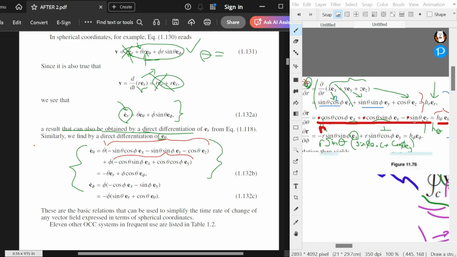Hmm. Where did the z component go? That's what I'm wondering. Oh, the z component is in here. So maybe you can factorize it after the fact. Maybe.